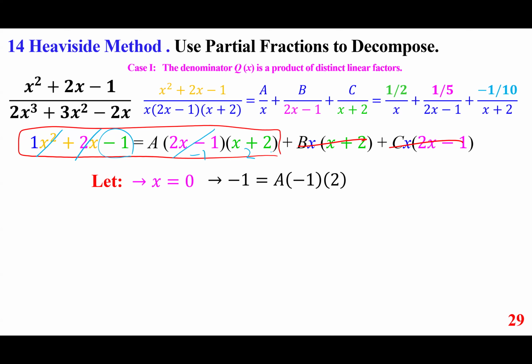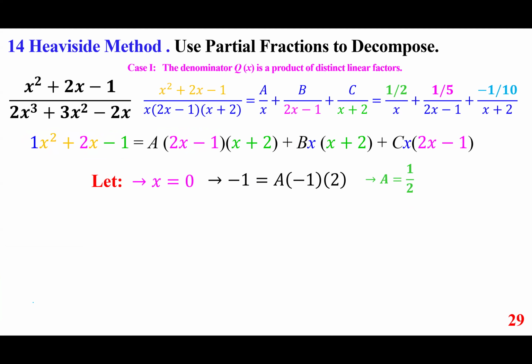So what you're dealing with, -1 is -2a, a becomes 1/2. That's exactly what we had here. It's a lot faster this way. Okay, here's the second one.